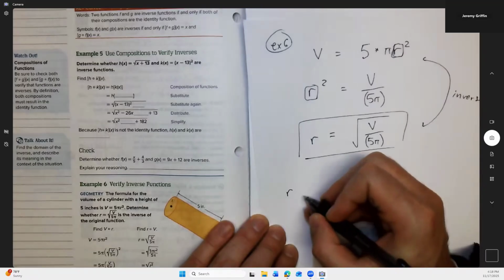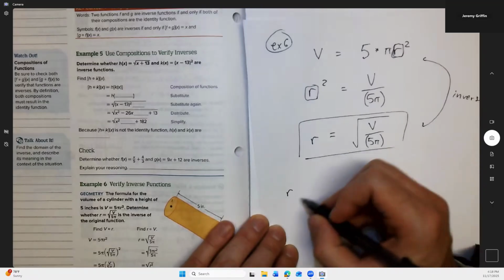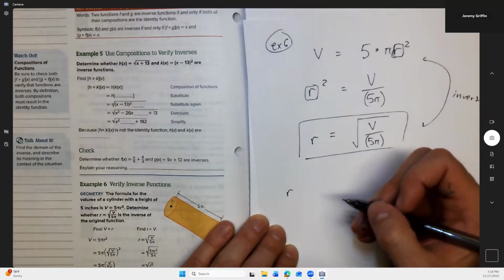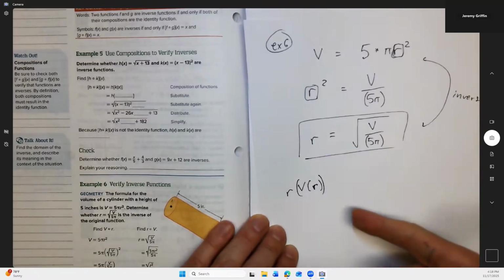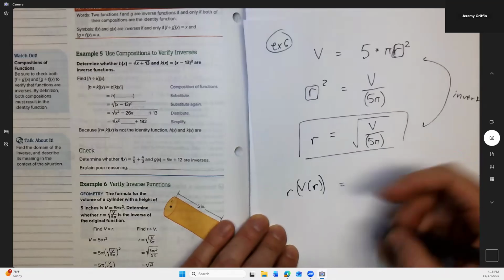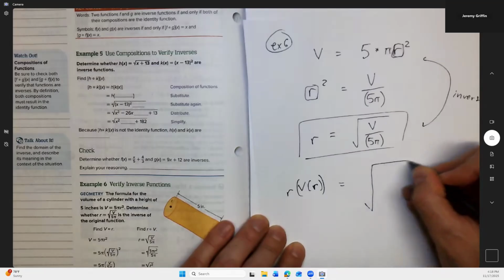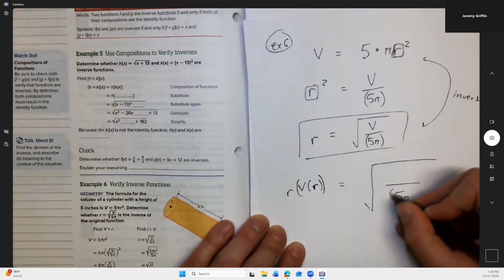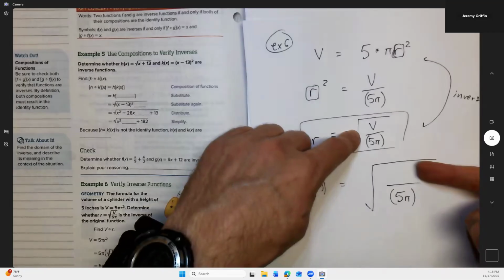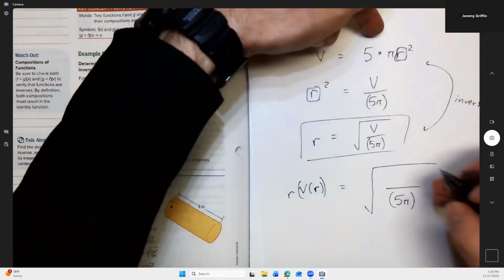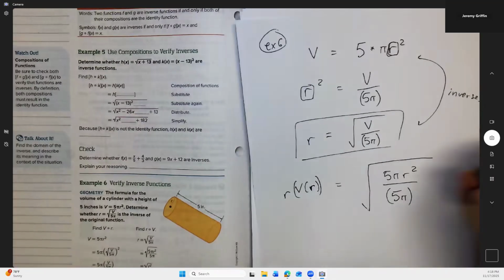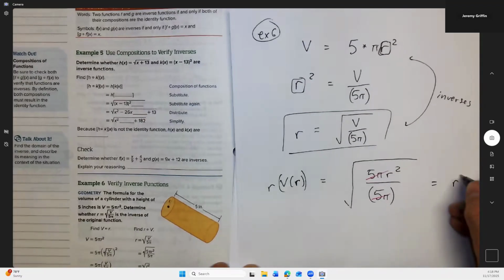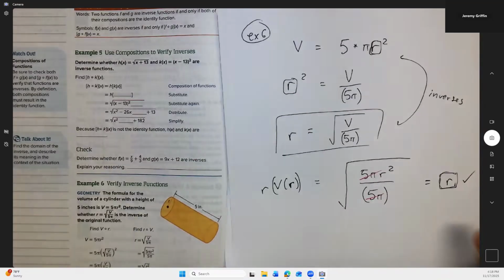Let's test radius as a function of volume as a function of radius. I should get the radius out of this. So the radius of something is the square root of the volume over 5 pi. But I'm not going to put V for volume, that could be anything. I'm going to put the volume in terms of its own radius, which is 5 pi r squared. Now I see right away the 5 pi cancels, and I have the square root of r squared, which is r. Bing. Yep, that's definitely inverse.